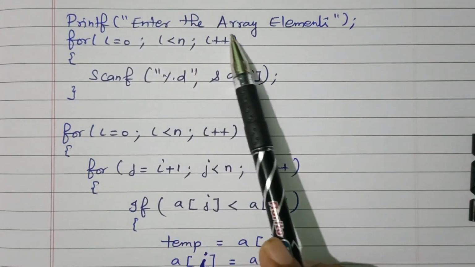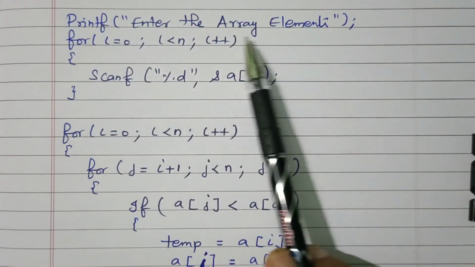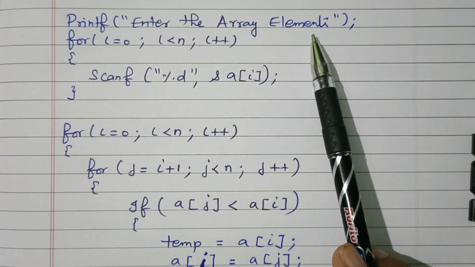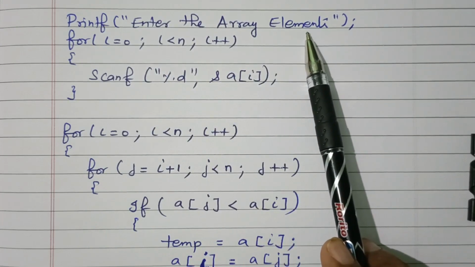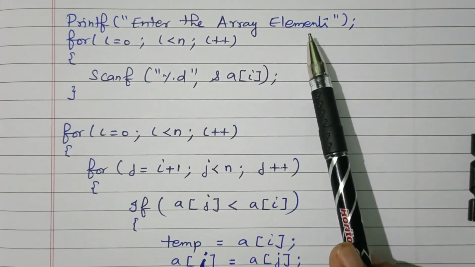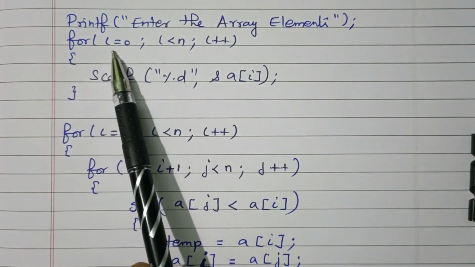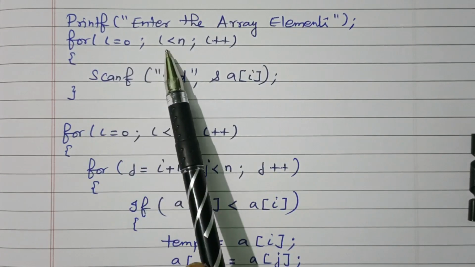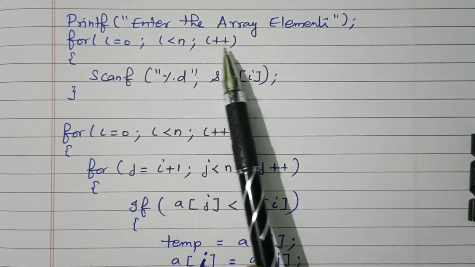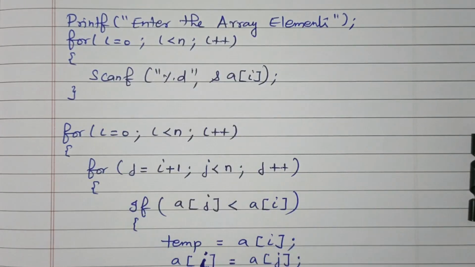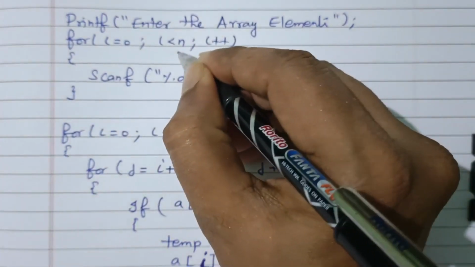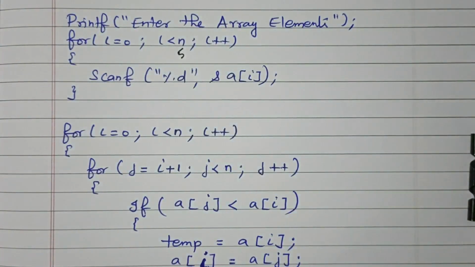Printf, enter the array elements. We ask the user to enter the array elements. The number of elements was already entered. By using the number of elements, we need to get the elements that are to be entered by the user. For that, we open the for loop. For i equal to 0, i less than n, i plus plus. Here we assume n is 5, as we discuss 5 numbers in the example.